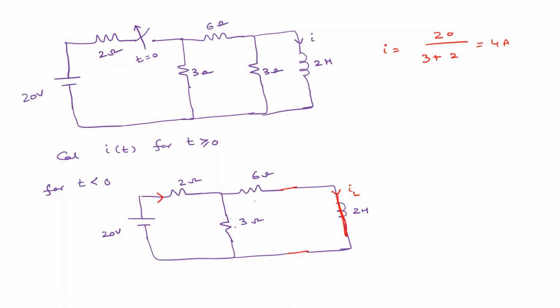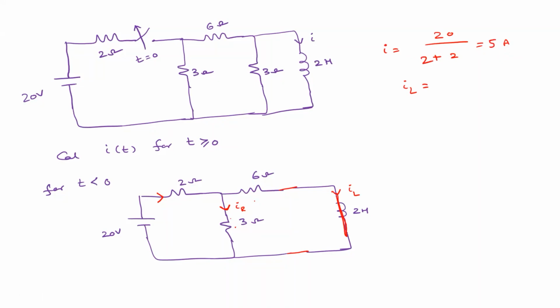Now this current IL, how to calculate IL? Current division, right? There is some IR flowing. Which one is 5 amperes? The total current. 20 by 2 plus 2, sorry, it is 2 plus 2. So this is 5 amperes, right?